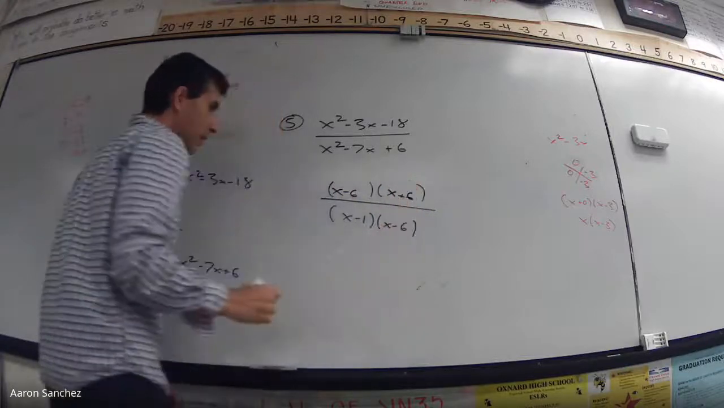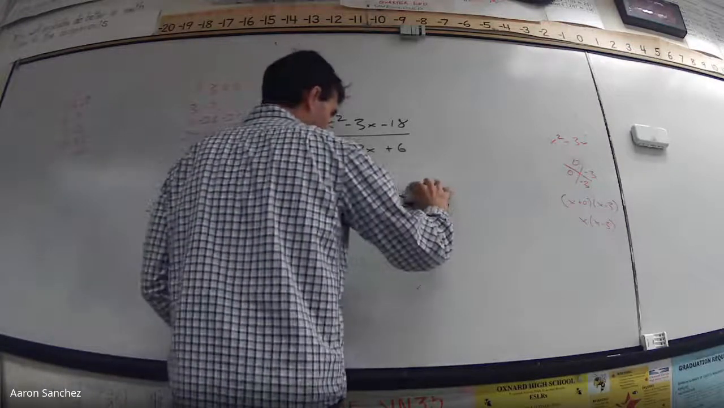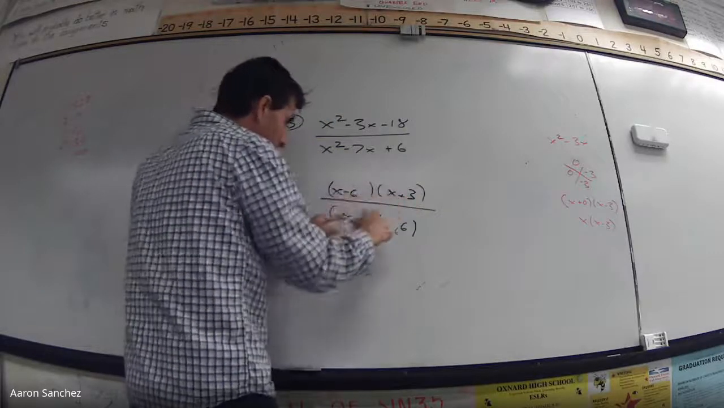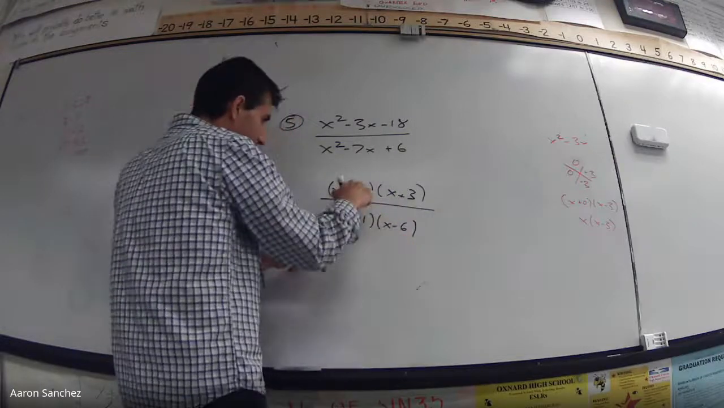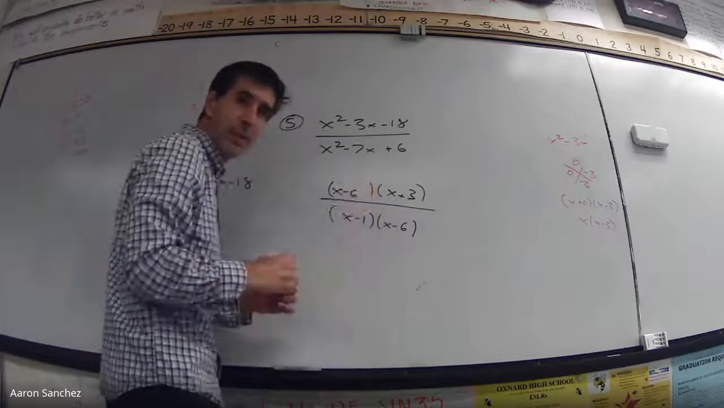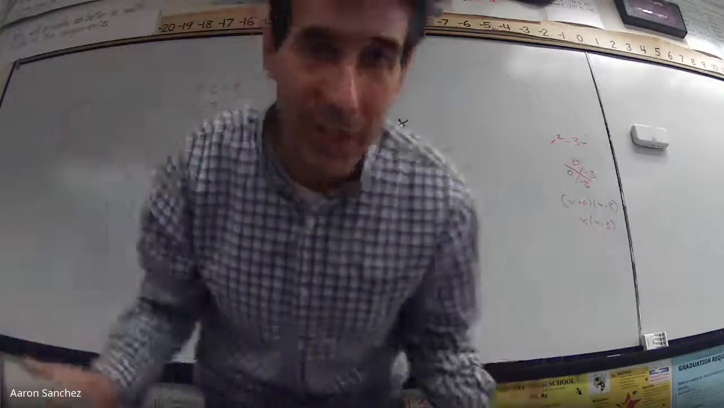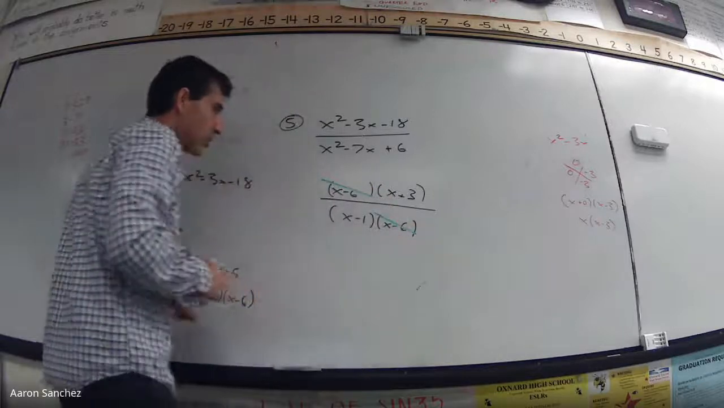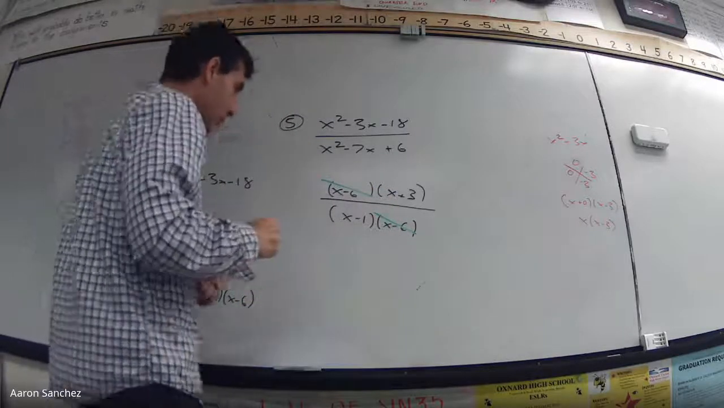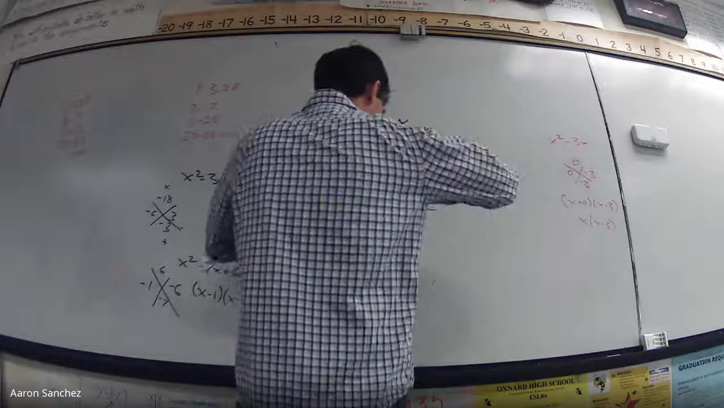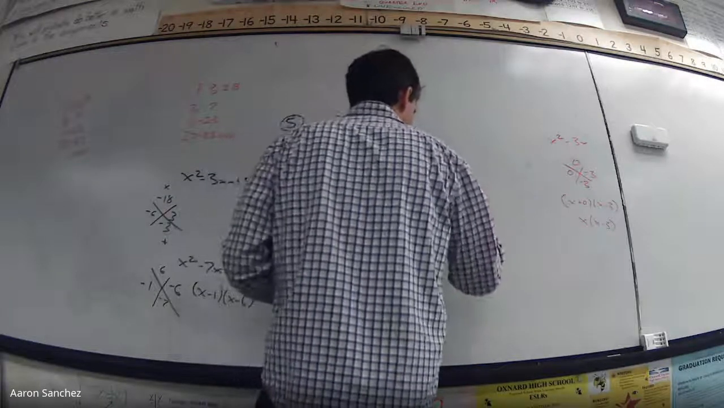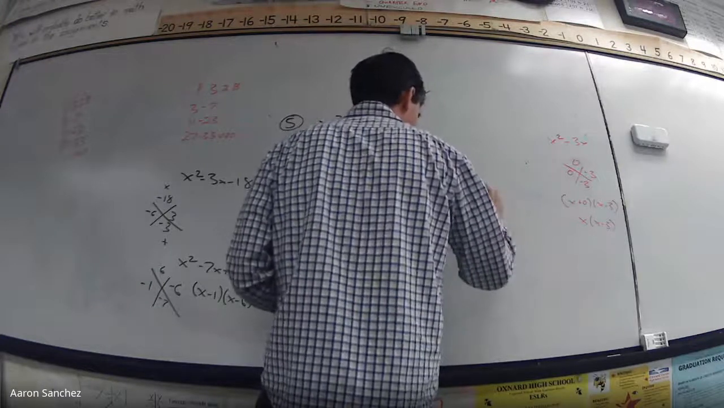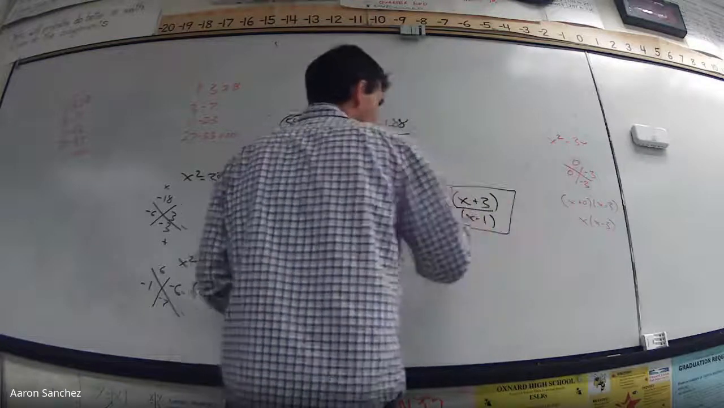All right, so everyone look here. Because x minus 6 times x plus 3, over x minus 1 times x minus 6. You see how I have an x minus 6 in the numerator and the denominator? Well, since the whole thing is x minus 6, I can cross these out. Those can go. And then my answer is going to be x plus 3 over x minus 1. And that's how you do it.